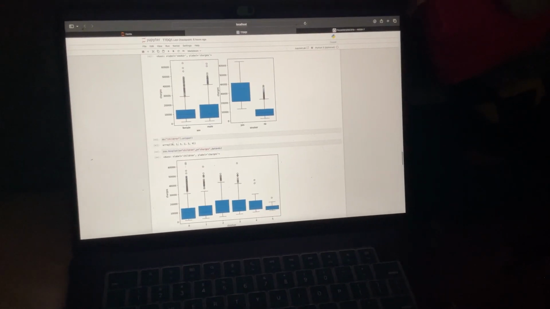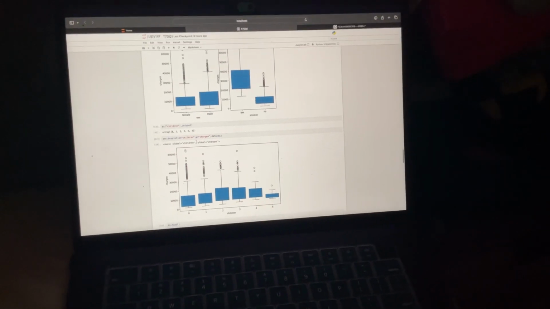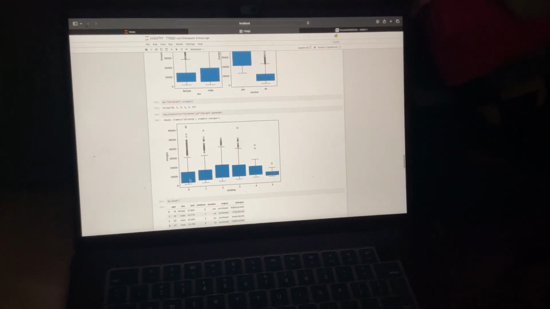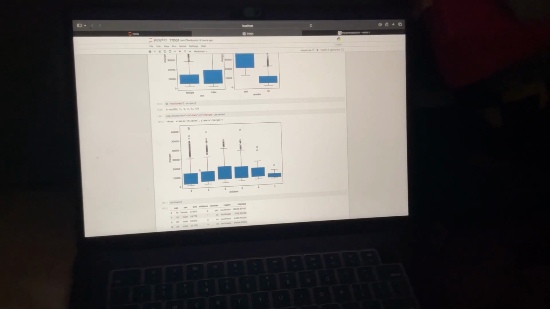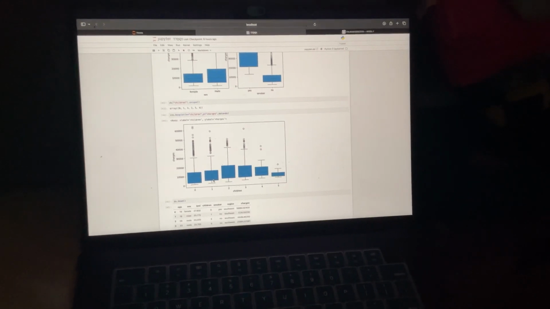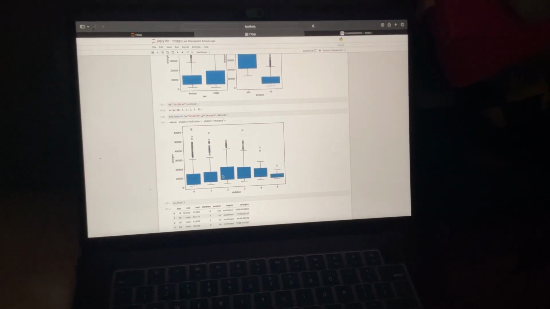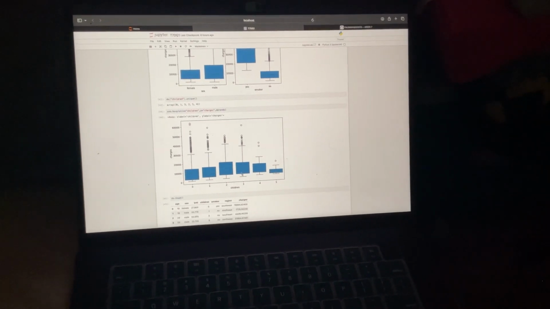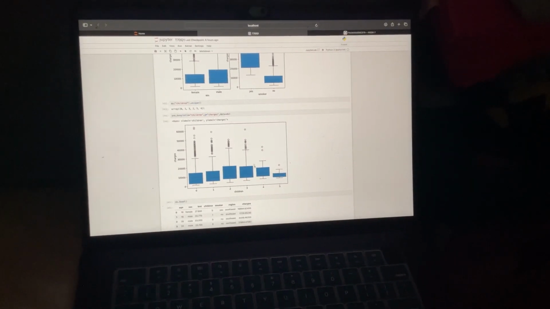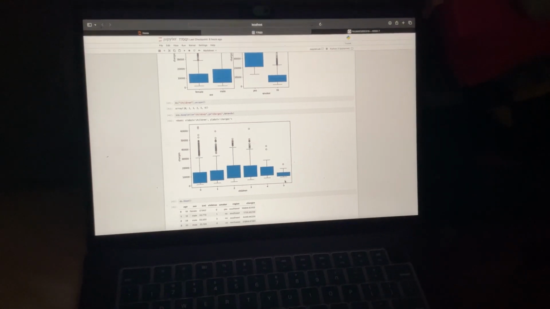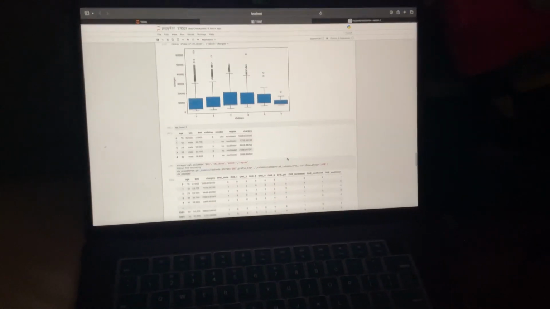Next is the array of children, so the charges and the number of children. With 0 children, there are outliers. With 1, there are a few outliers. With 2, a bit, and with 3, quite a bit. With 4, there are 2 outliers, and with 5, there is 1 outlier.